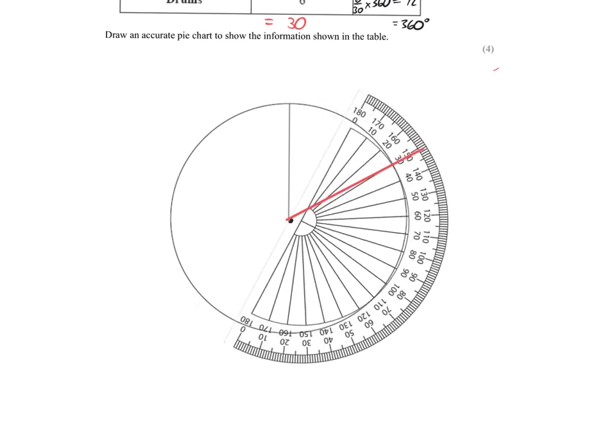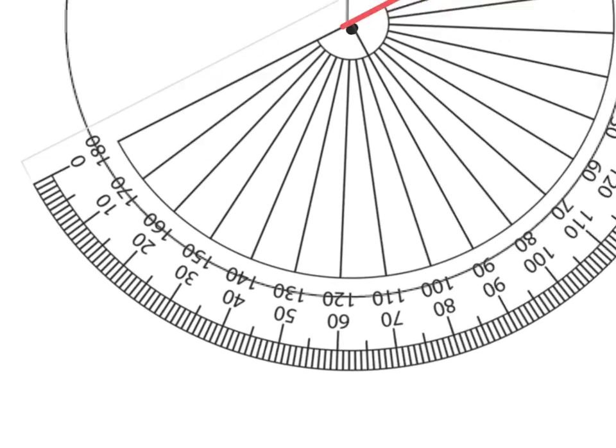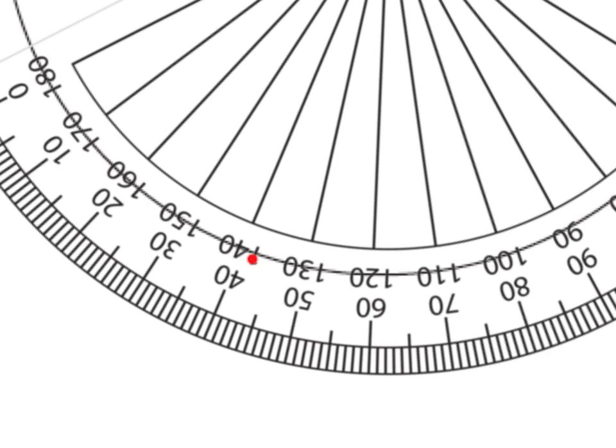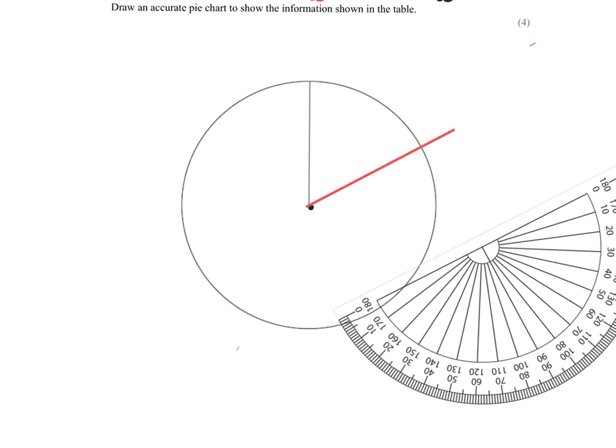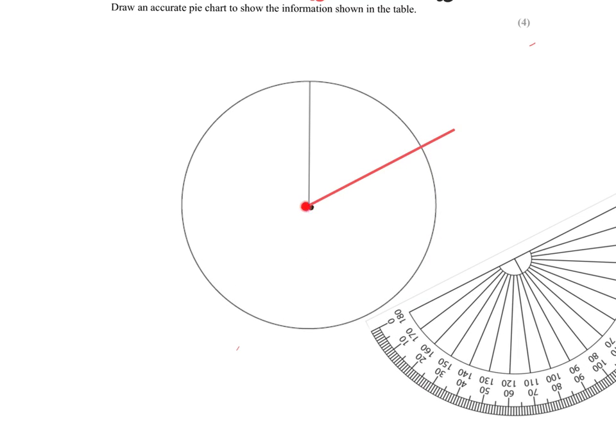Let's zoom in. There's 140, there's 150. I come out to 140 and I'm going 4 towards 150. So I come out here and go 1, 2, 3, 4, and I make my mark by there. What I will do now is I will move my protractor out of the way and I'll draw a straight line going from the centre here, going through to this point here like that. Okay? Okay, I've drawn my line.